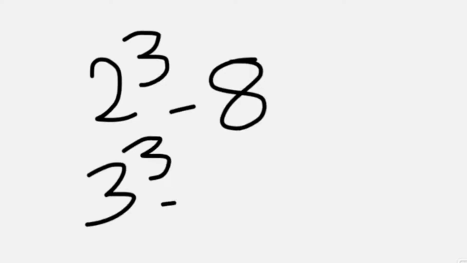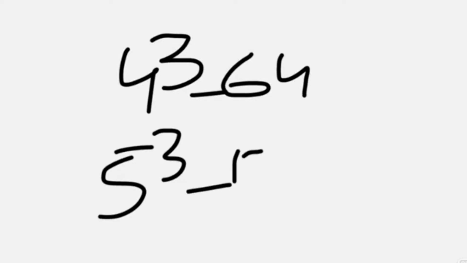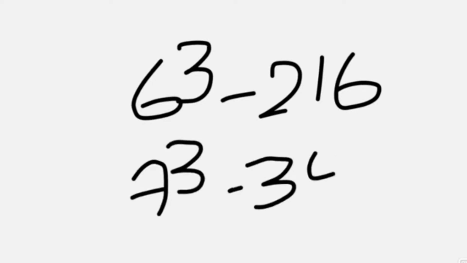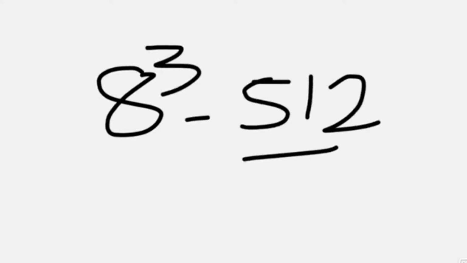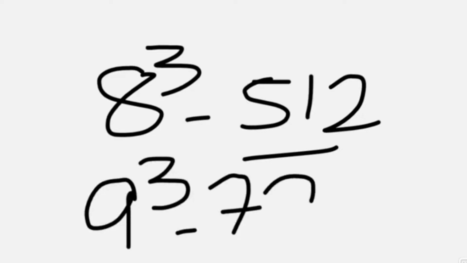2 cube would be 8, 3 cube would be 27, 4 cube would be 64, and 5 cube you know very well, 125. 6 cube is 216, and 7 cube you know is 343. You can remember it like this: 3 plus 4 is 7, 4 plus 3 is 7. 8 cube is 512, and 9 cube would be 729. If you learn like this, you will be able to answer any question from 1 to 1000, that means cubes. Okay, let's start our video.